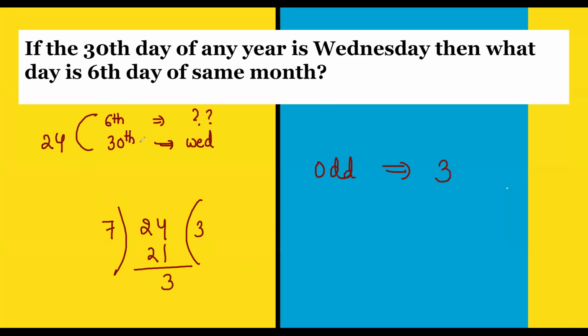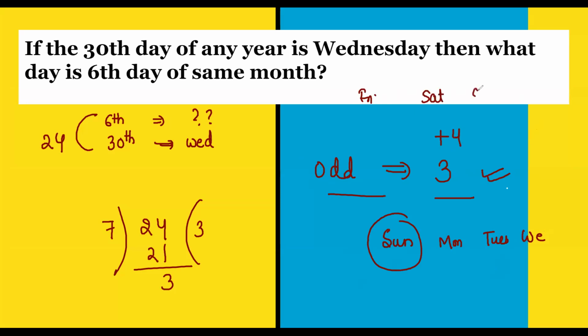But we have to work backwards because you see the odd number of days is 3, but the 38th is Wednesday. So 6th will be how much? Odd number of days is 3, but you have to work backwards. So backward from Wednesday: Wednesday, then Tuesday, then Monday, then Sunday. So the 6th day will be Sunday. Or if you don't want to go backward, you can go +4 forward.